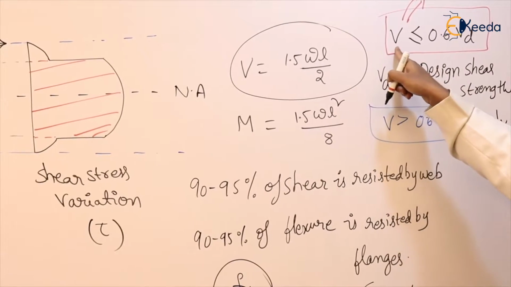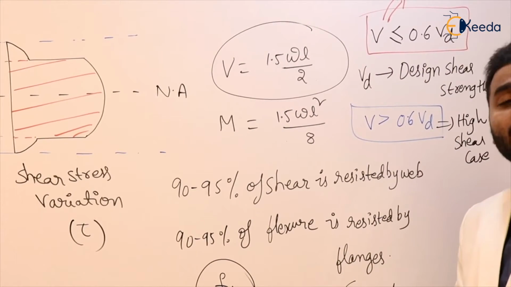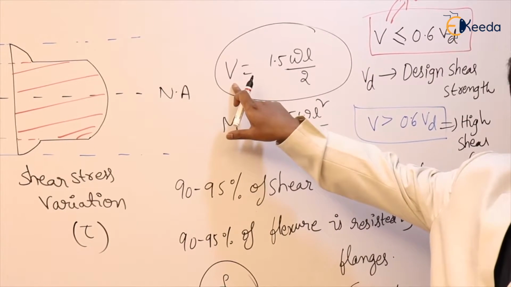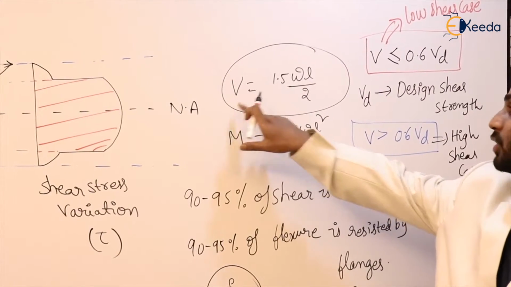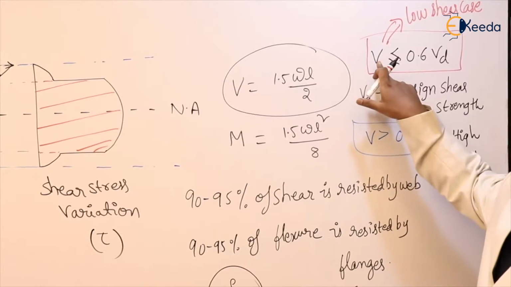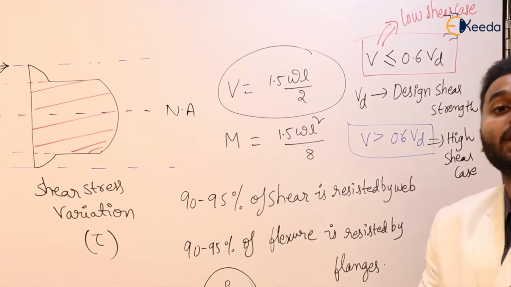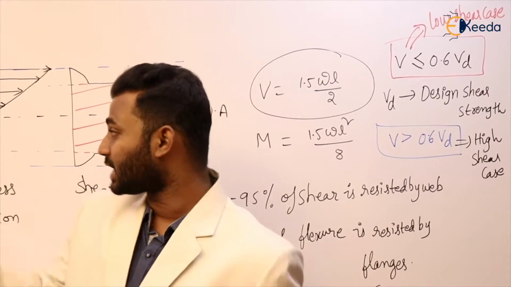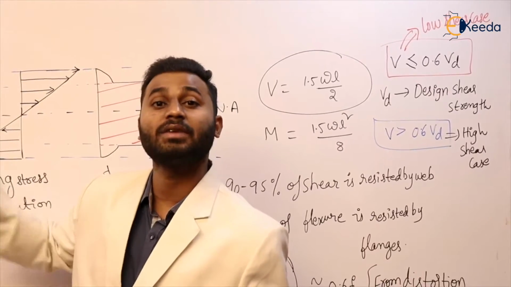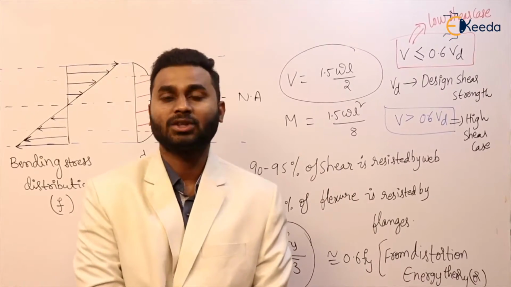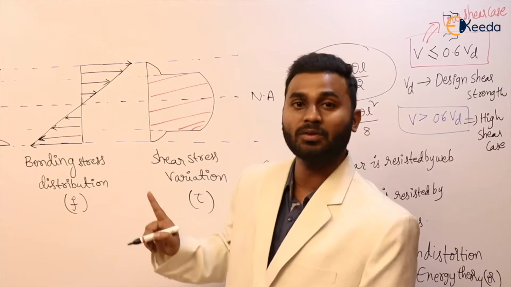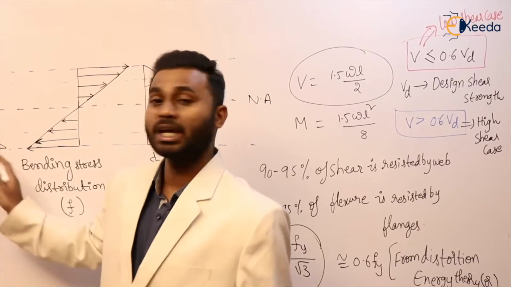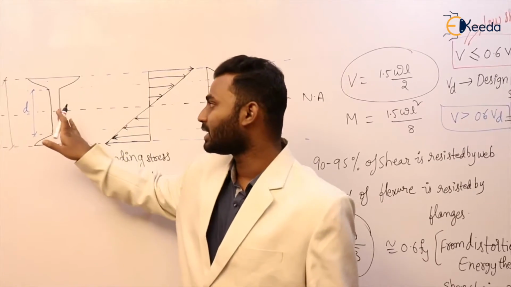Now, what is the difference between the low shear case and the high shear case in the design? After calculating the factored design shear force and the design shear strength, if it happens to be a low shear case, then we assume that the total area of the I section is effective in taking bending moment. But actually, in the working stress method, we assume that only the flanges are effective in taking bending moment, and the web is effective in taking shear.